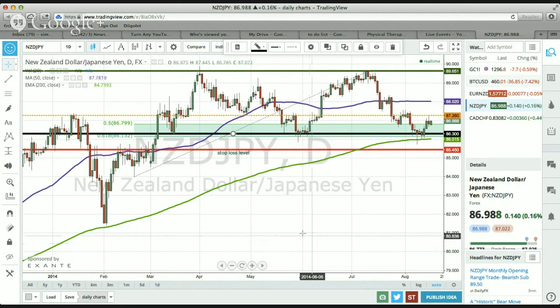Yeah, we did touch the break-even point, 87.26. So part of me is tempted to move this to break even. I won't just yet. Let's see how it fares. I'll keep things as is.